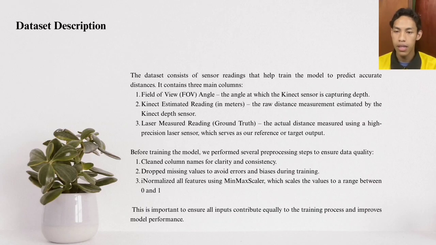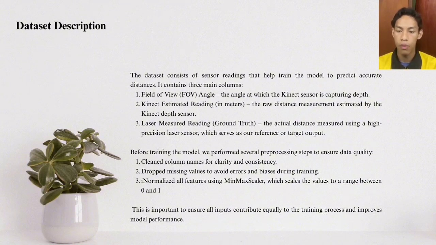So this is a data set description for our group. The data set consists of sensor readings that help train the model to predict accurate distance, and it contains three main columns. The first column is field of view, FOV angle, the angle at which the Kinect sensor is capturing depth. The next column is the Kinect estimate reading, in meters, the raw distance measurement estimated by the Kinect depth sensor. And the last column is the laser measure reading, the ground truth: the actual distance measured using a high precision laser sensor, which serves as our reference or target output.